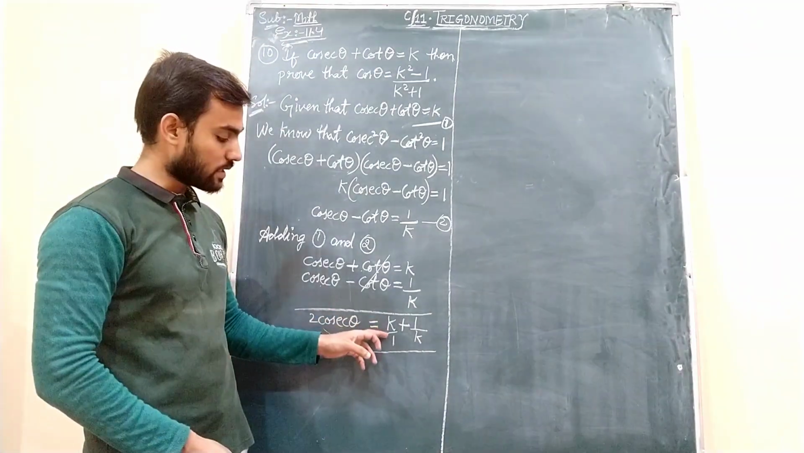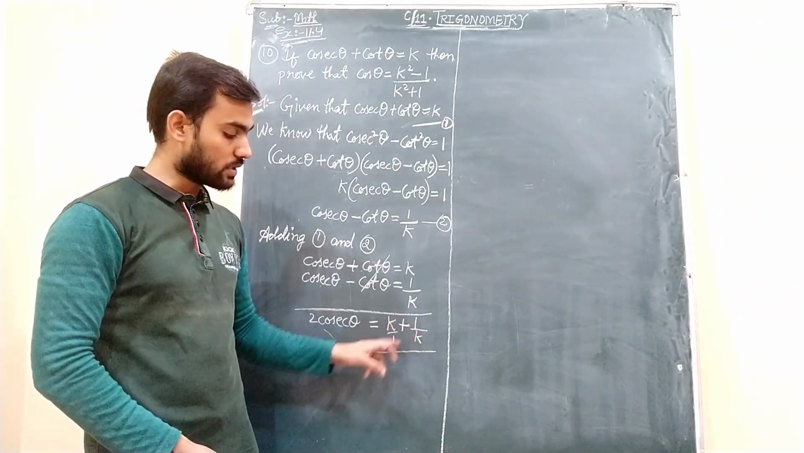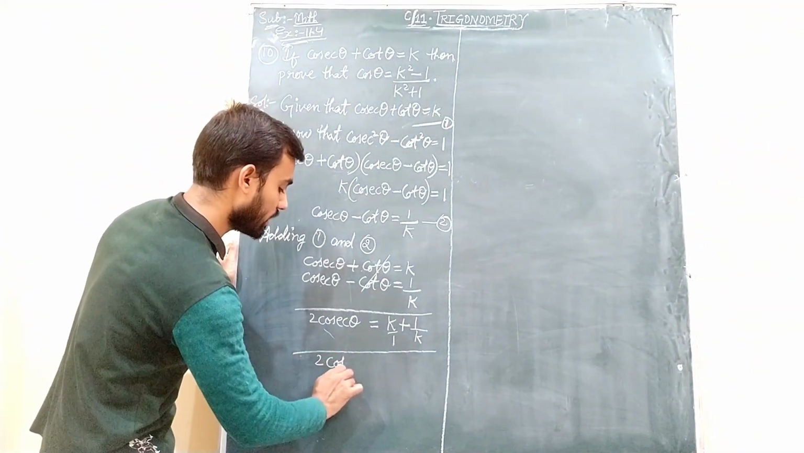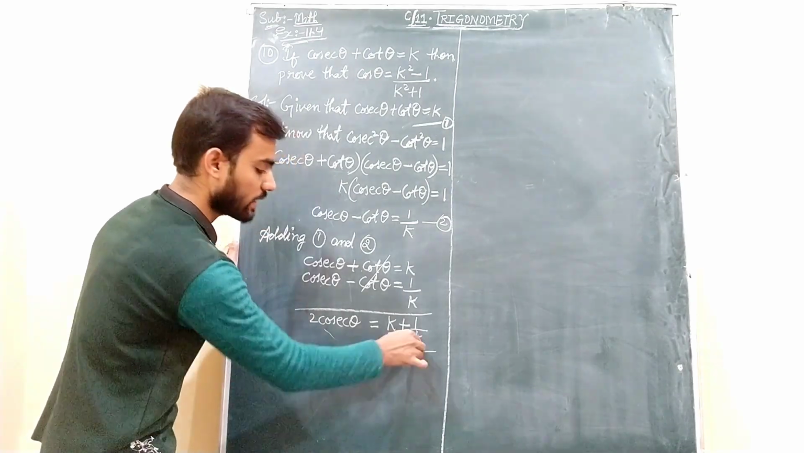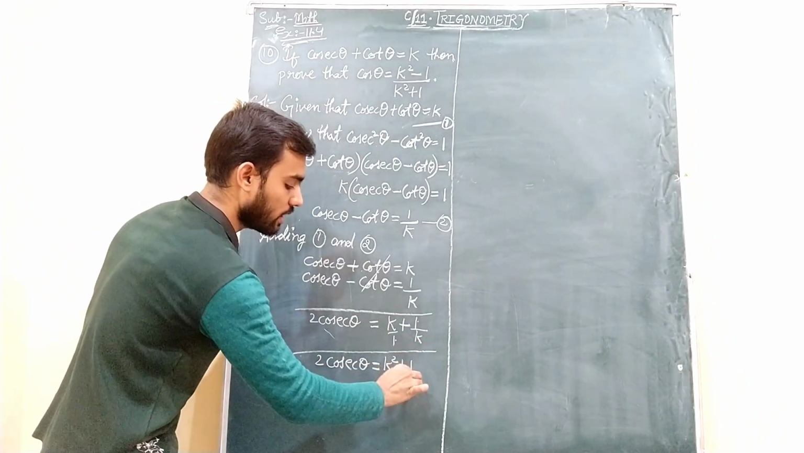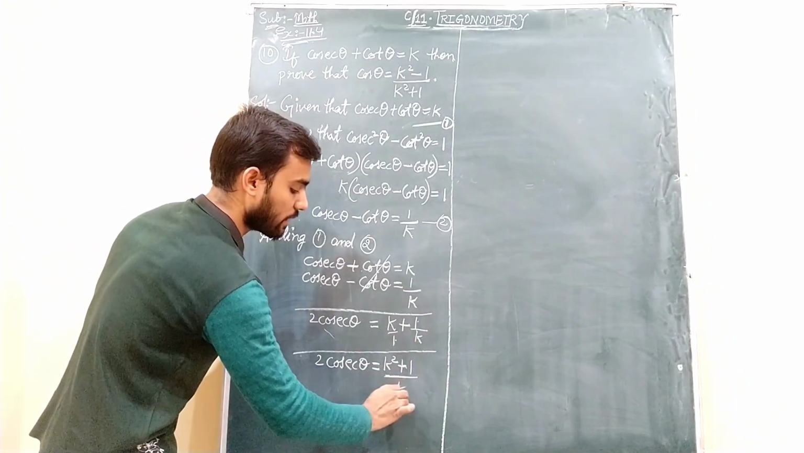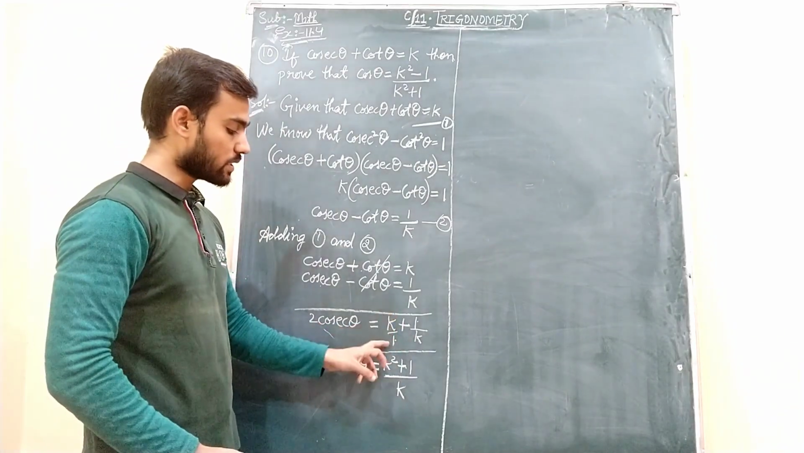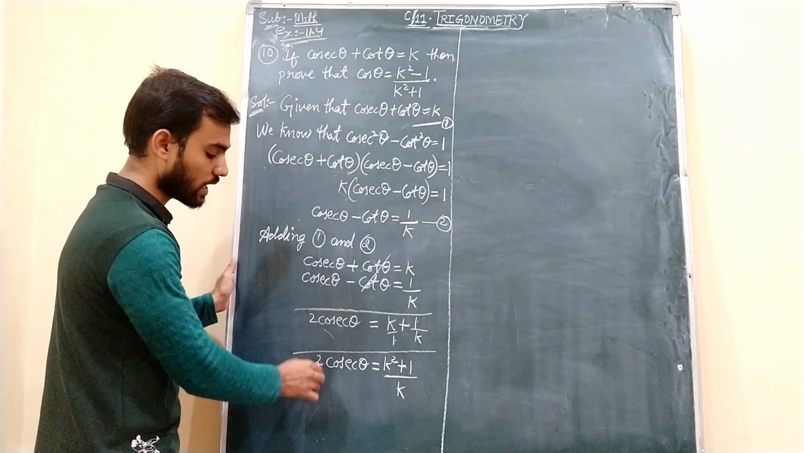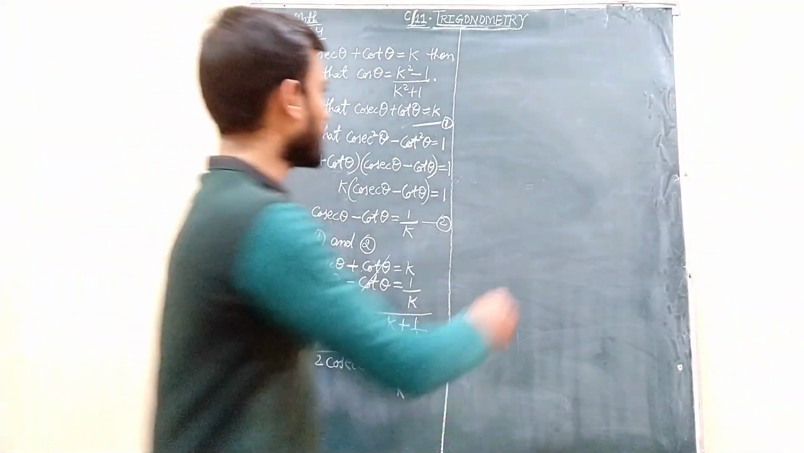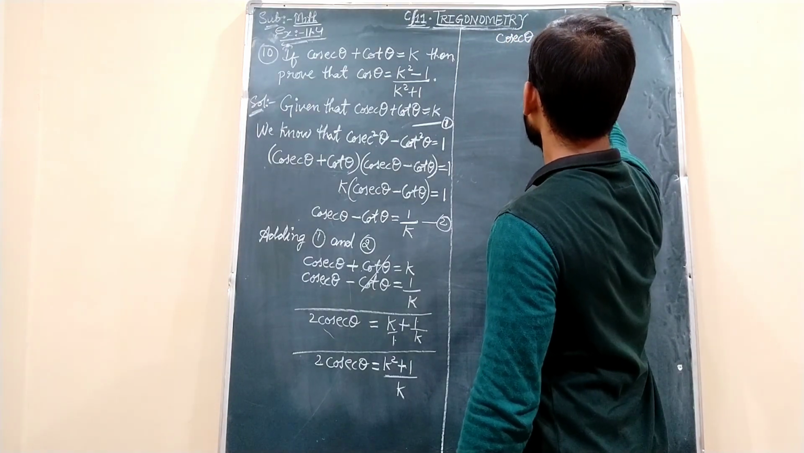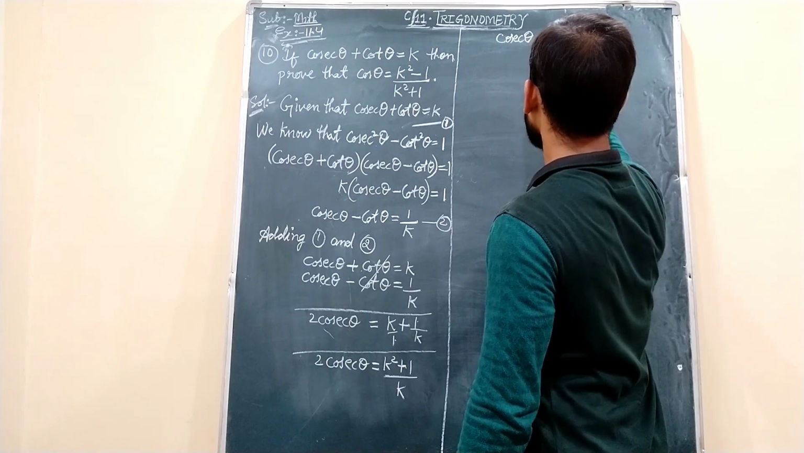As we have learned in earlier classes how to add fractions, numerators cross, denominators direct. So we will get 2 cosecant theta equals k into k is k square plus 1 into 1 is 1, whole divided by 1 into k is k. Numerators cross and denominators direct, so we got this. In the next step, this 2 also I will transpose towards the right-hand side. I will get cosecant theta equals k square plus 1 divided by 2k.